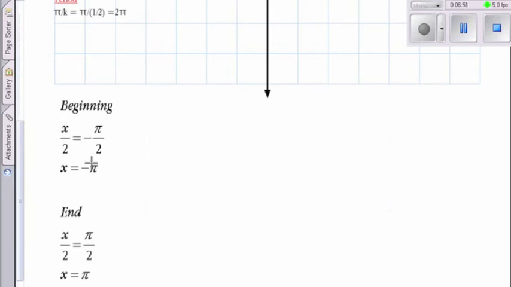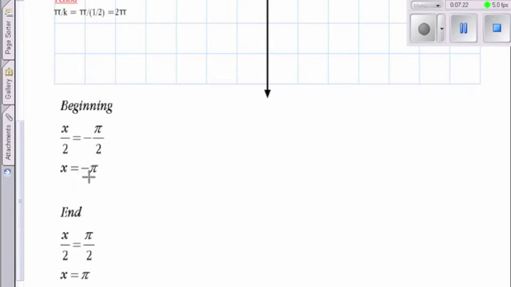This is the same way we're going to do it, except in this case, our tangent graph started and stopped at negative pi over 2 and positive pi over 2. So we set the inside part, x over 2, equal to our original endpoints of the period for tangent, negative pi over 2 and positive pi over 2. That's always what you do. The beginning will be equal to negative pi over 2, and the ending will always be equal to pi over 2.